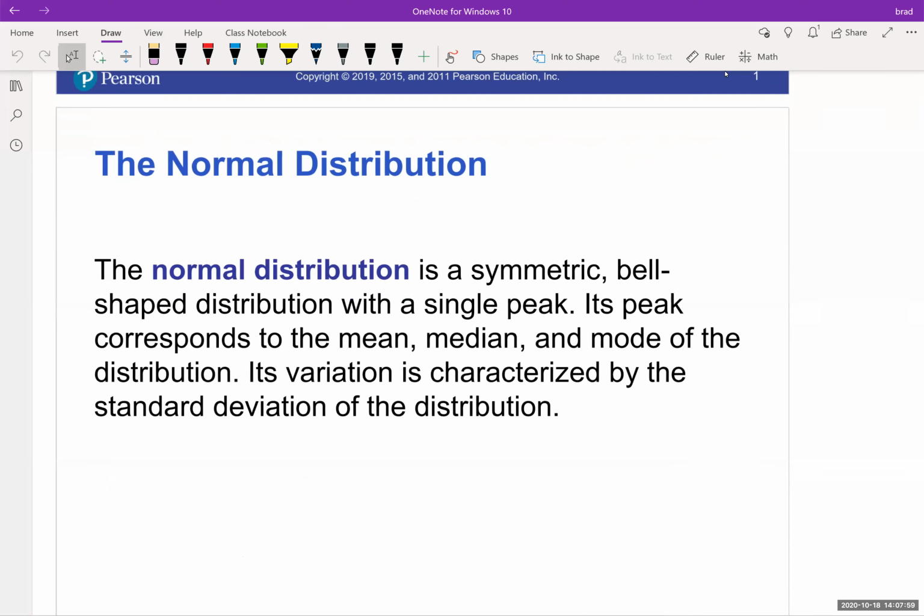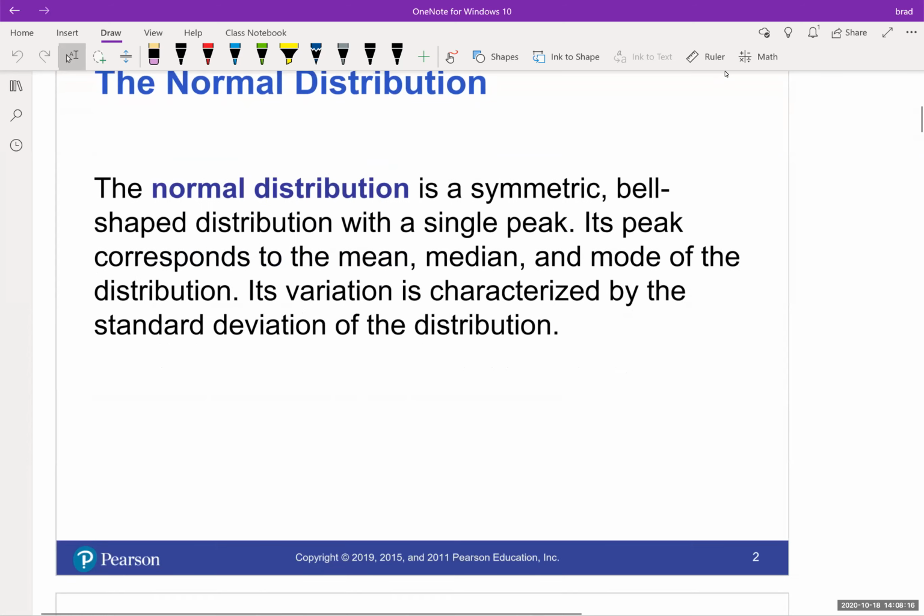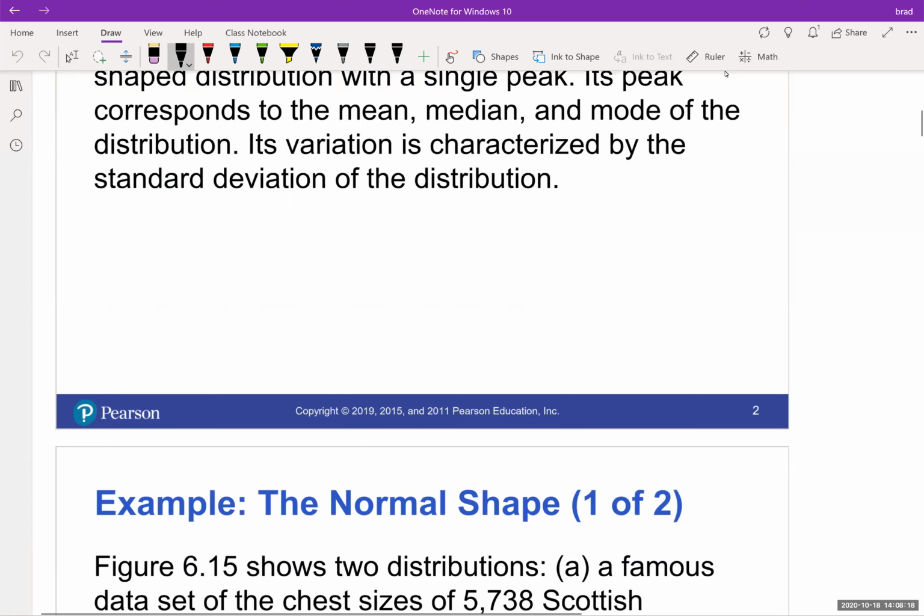Okay, so one of the first things is let's talk about what normal distribution is. The normal distribution is a symmetric bell-shaped distribution with a single peak. Its peak corresponds to the mean, median, and mode of the distribution. Its variation is characterized by the standard deviation of the distribution.